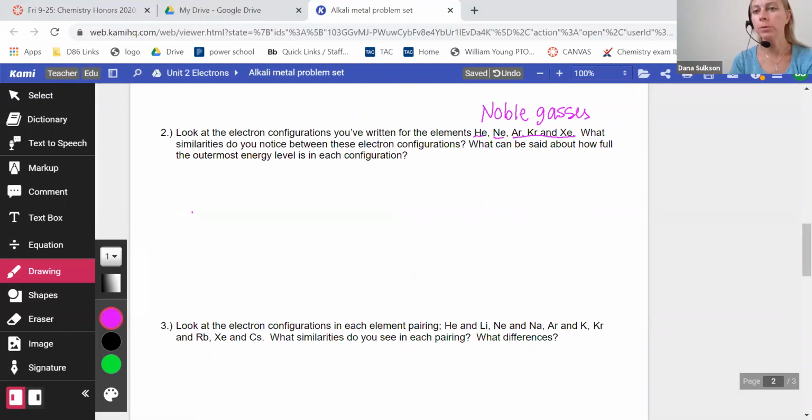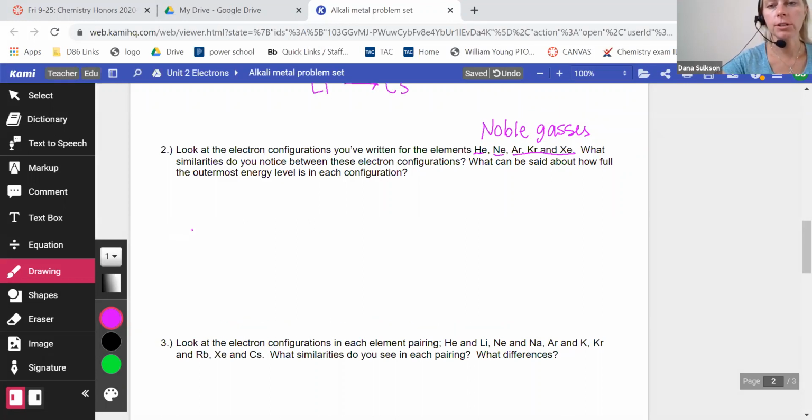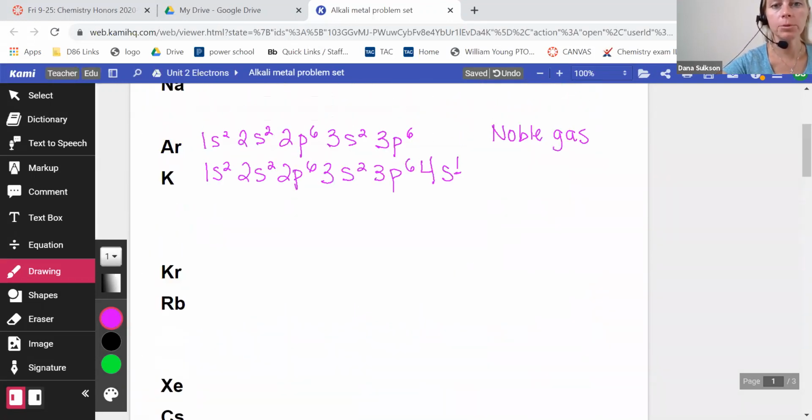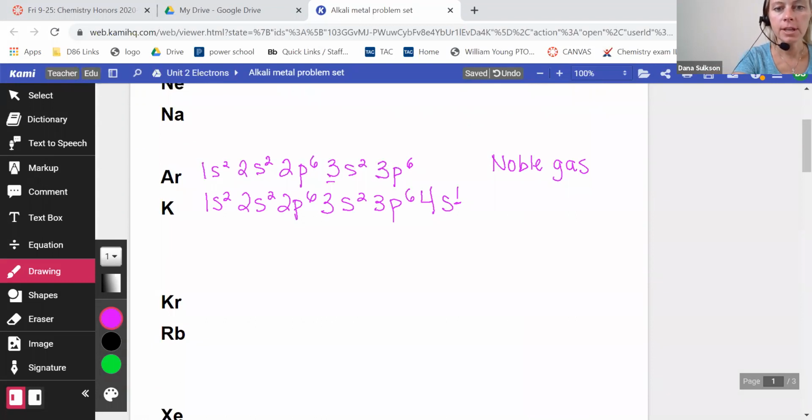And gases can be spelled with one S or two. I did look that up because everyone spells it a little different. What similarities do you notice between these electron configurations, and what can be said about how full the outermost energy level is in each configuration? Well, if you notice the electron configuration of your noble gas, and I'm going to pull it up right here, this is the energy level. Its energy level has 8 electrons.